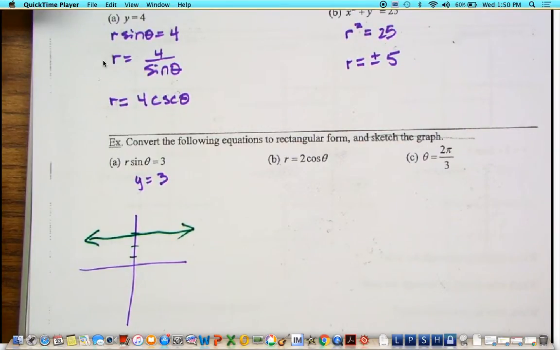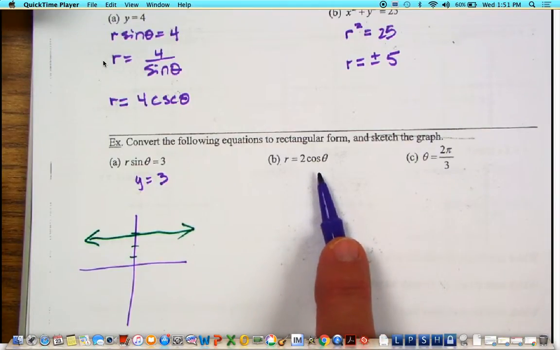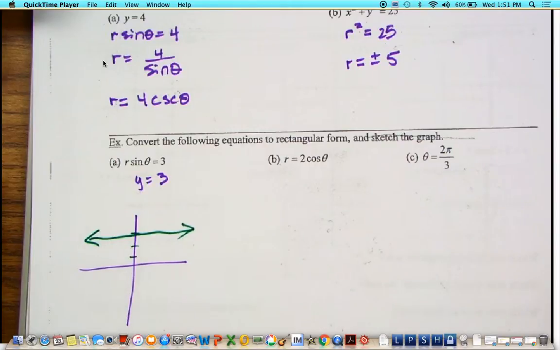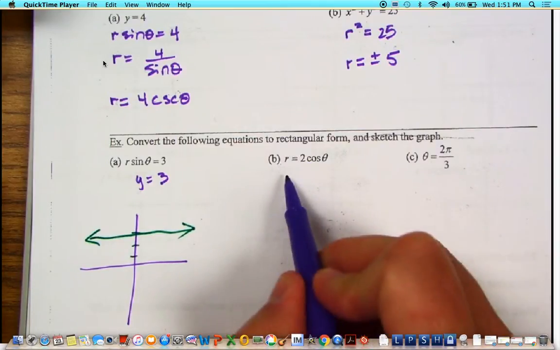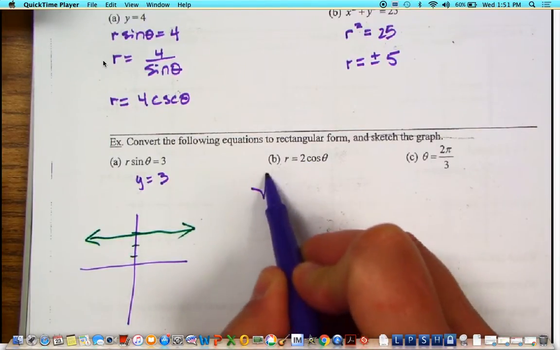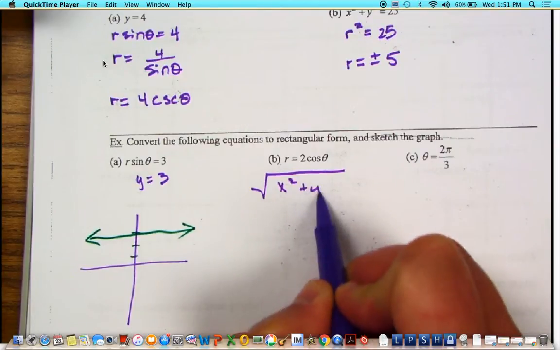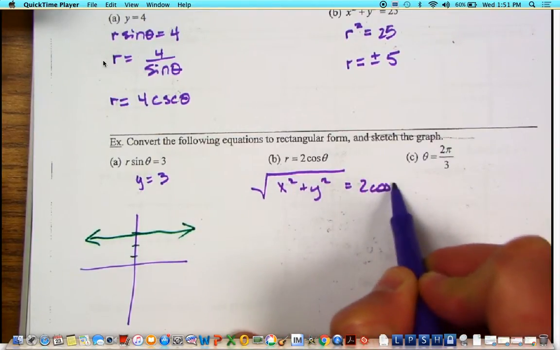What about the next one? You have to redefine r. I do have to redefine r. If I divide by cosine, I don't have cosine anymore, right? So what else could you do? You could say r is the square root of x squared plus y squared, and that would equal cosine theta.